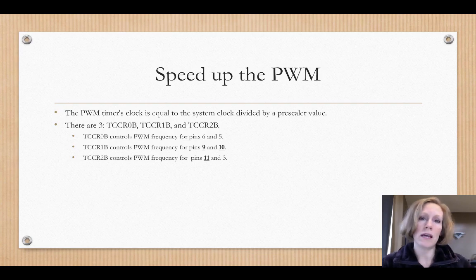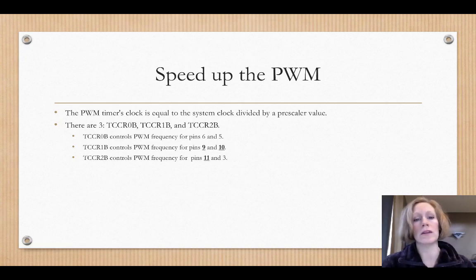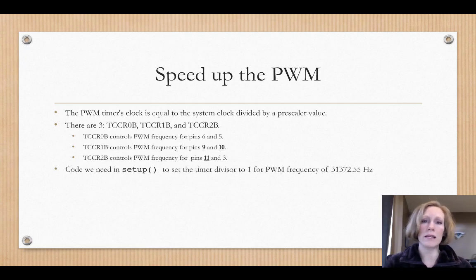Each timer controls the frequency of 2 different pins. The 0 timer controls the frequency of pins 6 and 5. The 1 timer controls the frequency for pins 9 and 10, and the 2 timer controls the frequencies for pins 11 and 3. Since we're using 9, 10, and 11 for red, green, and blue, we need to set those 2 timers. The code we need to put into setup sets that timer divisor to 1 instead of the default, which gives us a frequency of over 31,000 hertz, way faster than the 490 hertz.